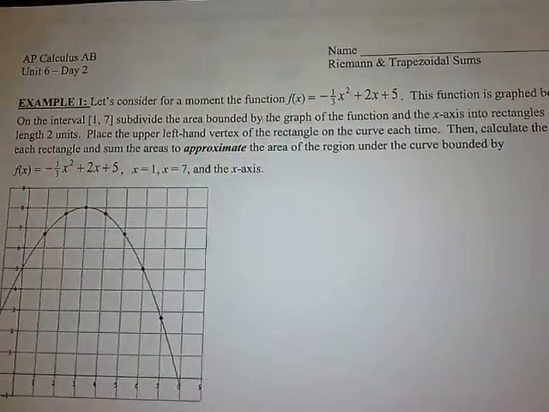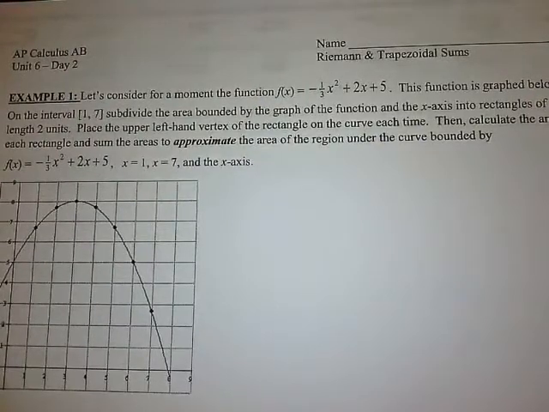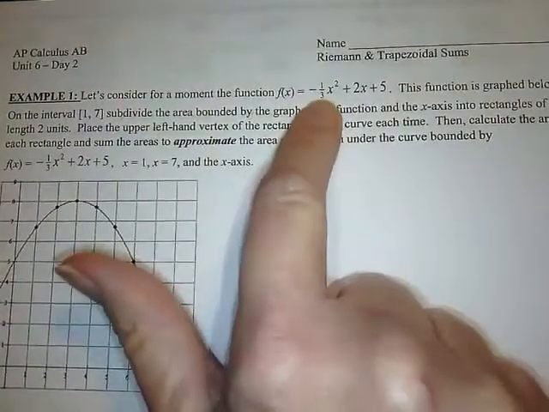All right, so now we're going to do some examples with the Riemann and trapezoidal sums. The first thing that we're going to do is example 1. It says, let's consider for a moment that the function f of x, which is negative 1/3 x squared plus 2x plus 5, is graphed below. So here's our function down here in the graph of f of x.